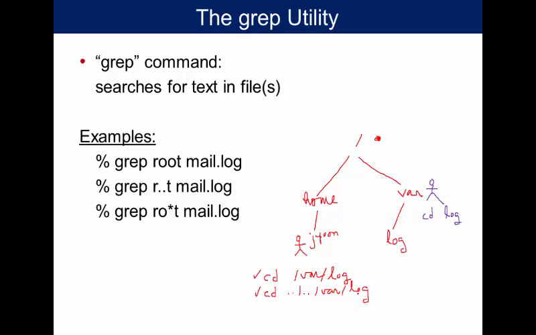Otherwise, you cannot make the relationship. For example, var is the father of log. Log is the son of var. Var is a son of dot dot. Dot dot is a son of that dot dot. But anyway, dot dot means reverse. So son of that means anyway that is a father.